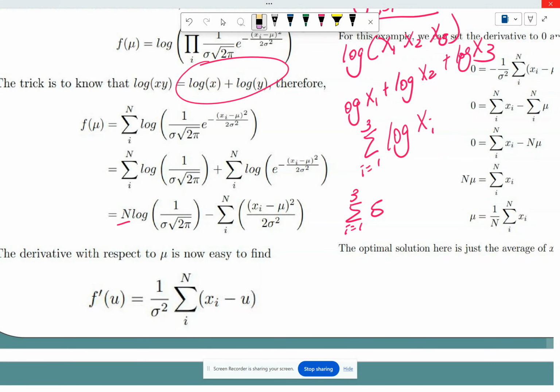Okay, and this part here is the interesting part. When you have a natural, well, I wrote log here, but we're going to treat this as a natural log. The natural log of a value, let's say x, is equal to y.